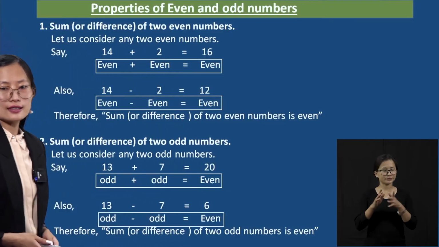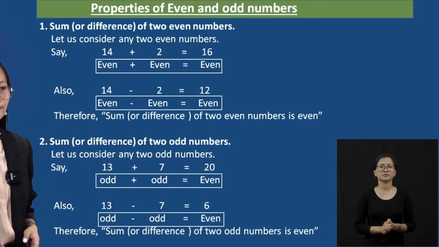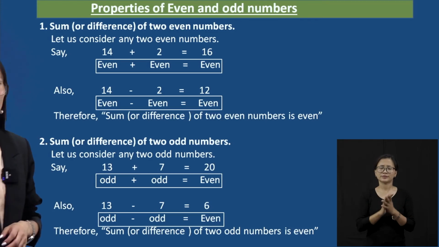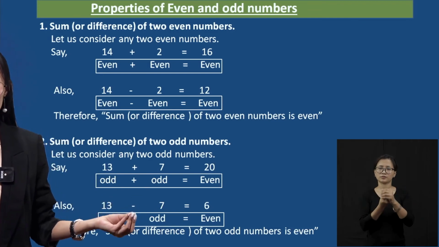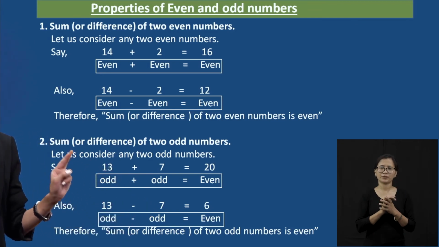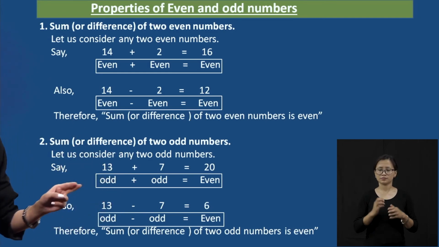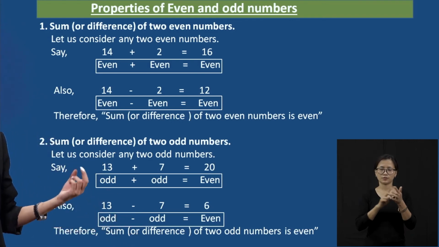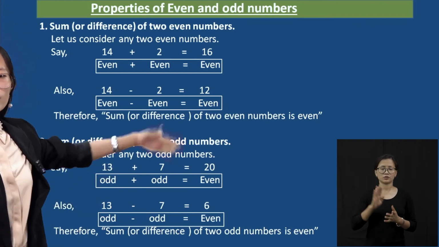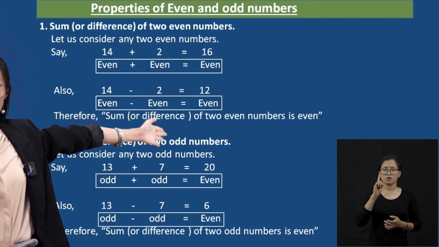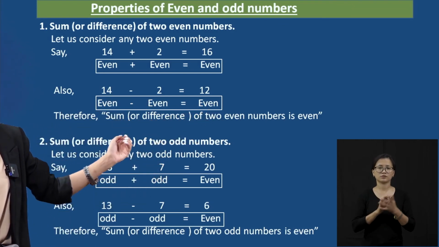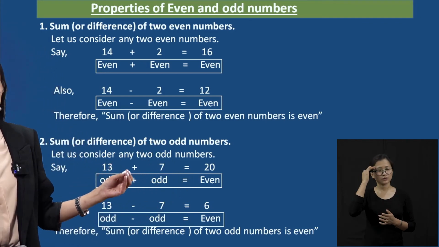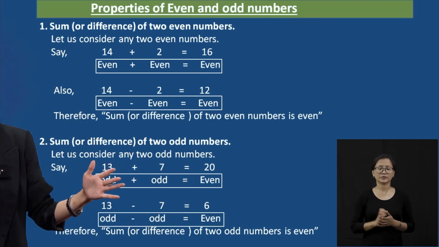So, properties of even and odd numbers. First we will see the sum or differences of two even numbers. Sum means addition or a plus, and differences means minus. So let us consider any two even numbers. Here I took 14 and 2. 14 is an even number, 2 is also an even number. So 14 plus 2 makes 16. So from here we know that even plus even is even.